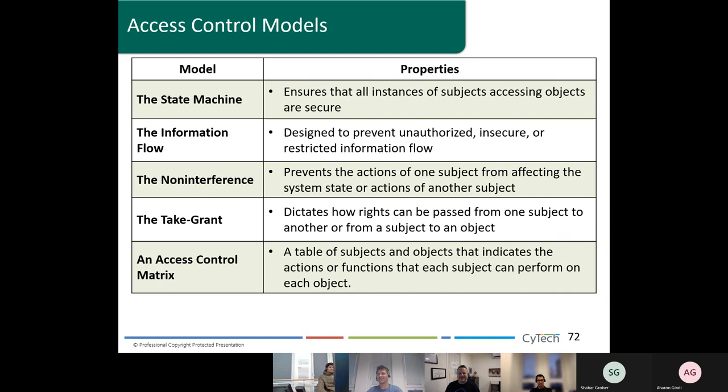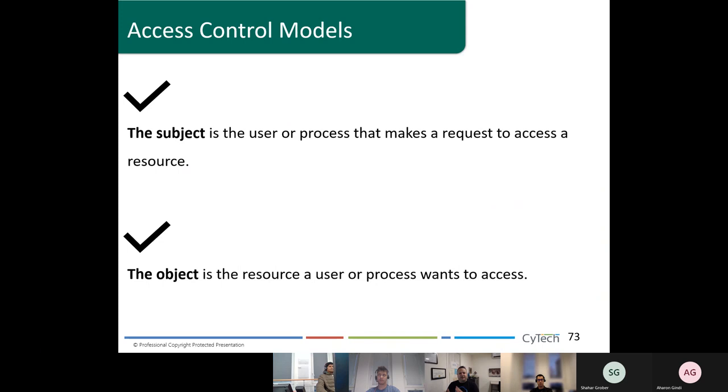So what we want to create here is a framework or methodology to connect subjects and objects in a secure, reliable, and auditable way. That connection will bring us to more efficient and more secure information sharing. As you look at the access control models, there are a few that are asked about more often on your CISSP exam. But before we touch those, let's go over what a subject is and what an object is.